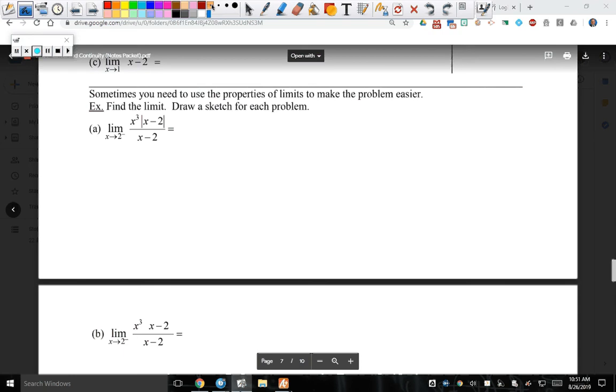Someone was excited. All right. Sometimes you need to use the properties of limits to make the problems easier. Sometimes you can draw a sketch. So this one has 2 functions in 1, and we're gonna figure out what's going on. Okay. So first of all, this is a graph that will simplify to positive and negative 1. Remember that?